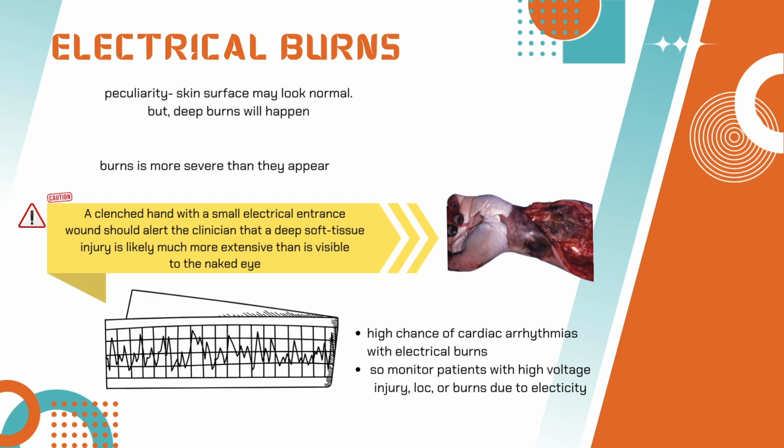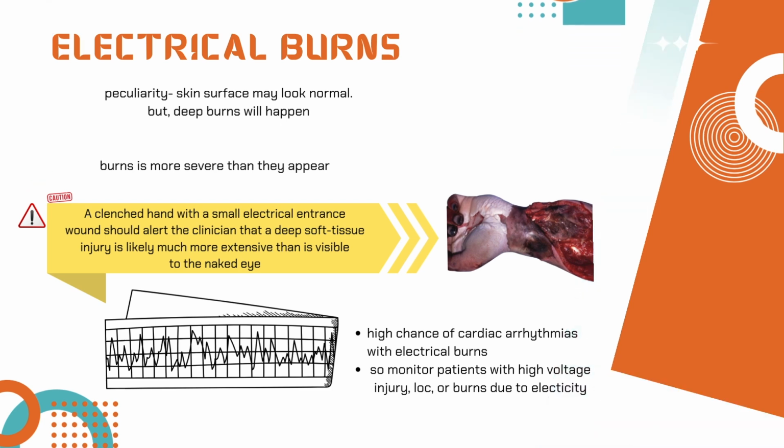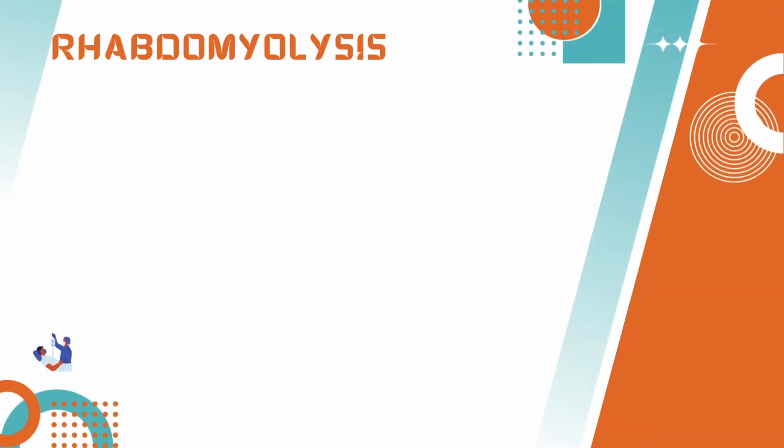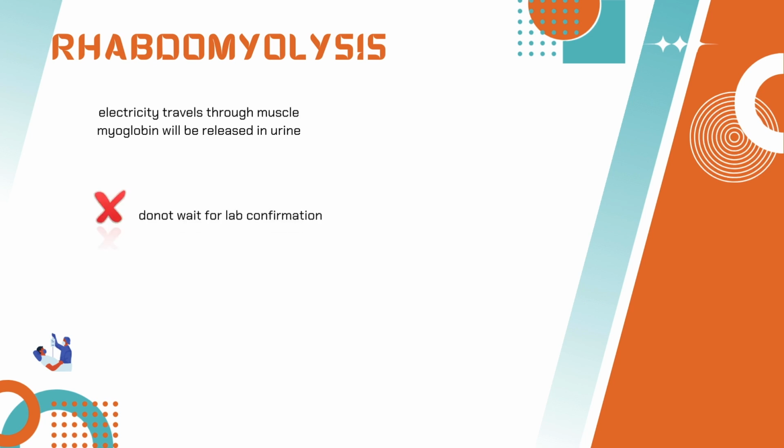Electrical burns can be low voltage or high voltage. The high voltage electrical burns are more severe and more likely to cause rhabdomyolysis. Regarding rhabdomyolysis, it occurs when burns occur deep to the muscle and bones. So when electricity travels through the muscles, the myoglobin will be released into the urine, which will cause myoglobinuria and rhabdomyolysis.